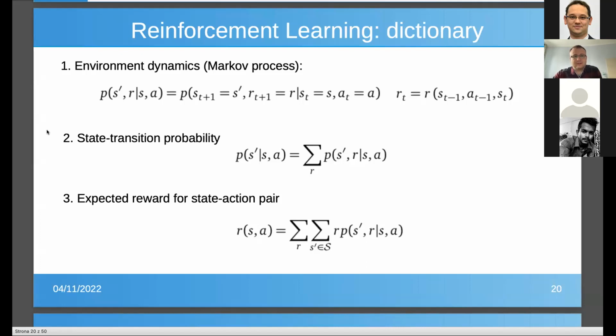And we can define the state transition probability. This is the environment dynamics probability summed over all possible rewards. So this is the probability of finding the environment in state S prime, given the system was at S after taking action A. Then you can also take the expected reward for the state-action pair, when we calculate the expectation value of the obtained reward.